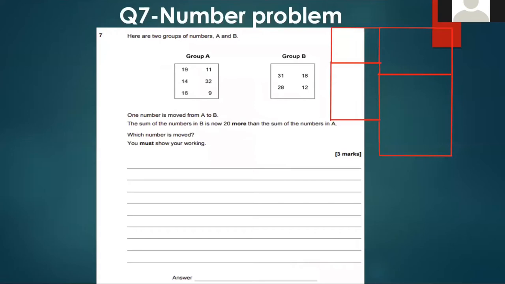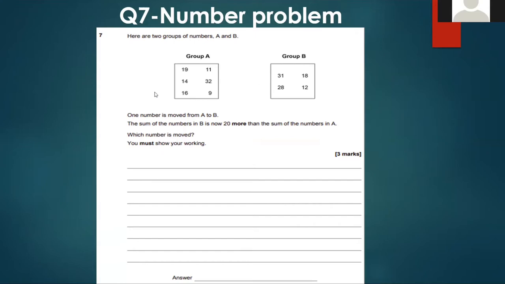Question number 7 then is looking at a number problem. So it says here are two groups of numbers, A and B. One number is moved from A to B, okay? The sum of the numbers in B is now 20 more than the sum of the numbers in A. Which number is moved? So we've got a number moving from A to B, and it's now going to be 20 more than the sum of the numbers in A.